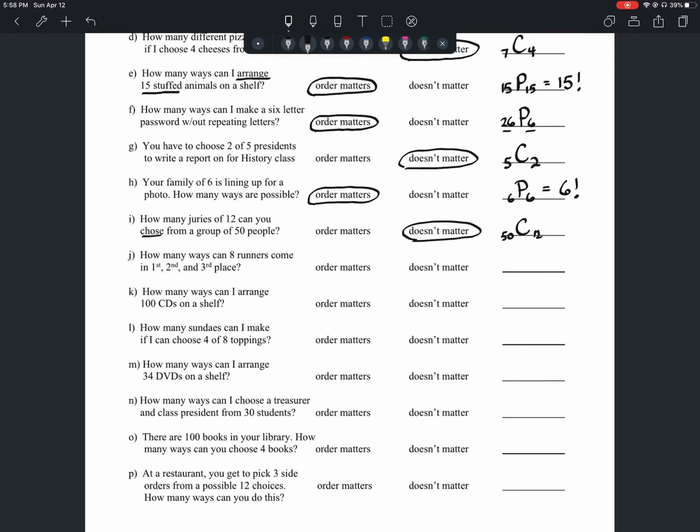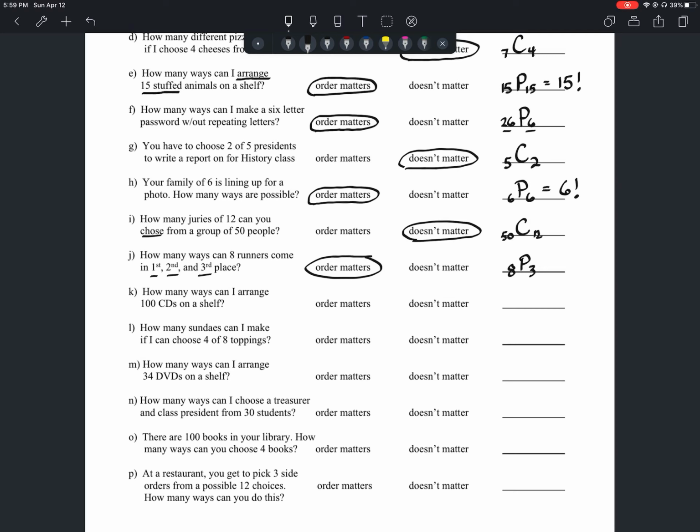Letter J. How many ways can 8 runners come in first, second, and third place? So we're not looking for just the top 3 runners. We're looking for specific places, first, second, and third. You know, if Bobby finished first, Dave finished second, and Johnny finished third, okay, that's different than if Johnny finished first, Dave finished second, and Bobby finished third. Therefore, order does matter, right? So this would be like saying 8P3.